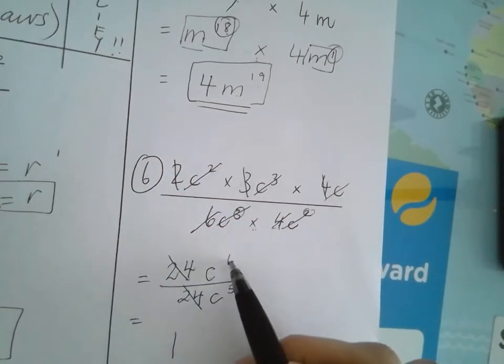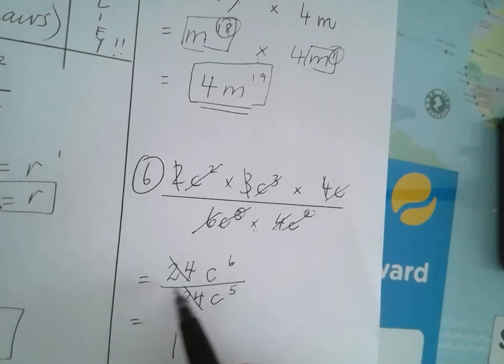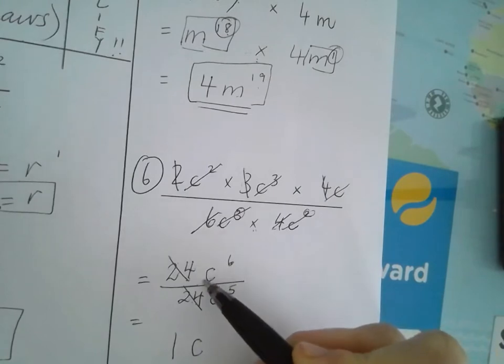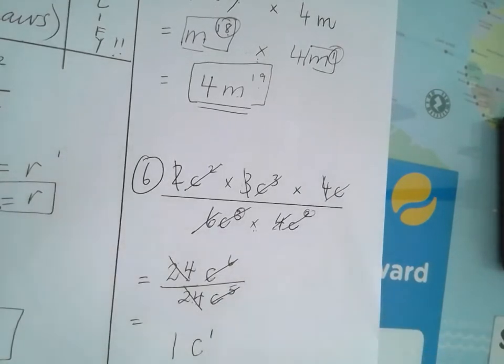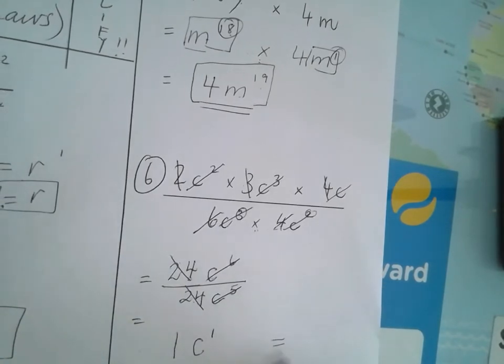C to the 6 divided by C to the 5, like 24 divided by 24 gave us 1. C to the 6 divided by C to the 5. So I have the same base and I keep it. This time I go C to the 6, 6 take away 5 is 1. So really, this is 1 times C. Our simplest answer is C.